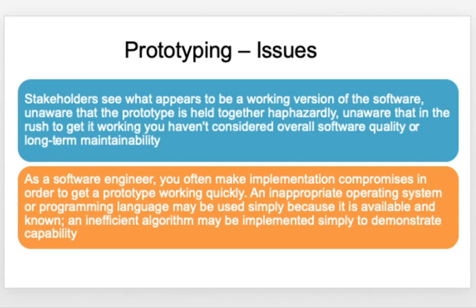Also, the software engineer would like to showcase something to the stakeholder to make him happy, so he makes some kind of compromises during implementation. He might be using an inappropriate OS or a programming language that is easily available and known to him, but the algorithm might be inefficient, and this is a major issue with the prototyping model in the long run.